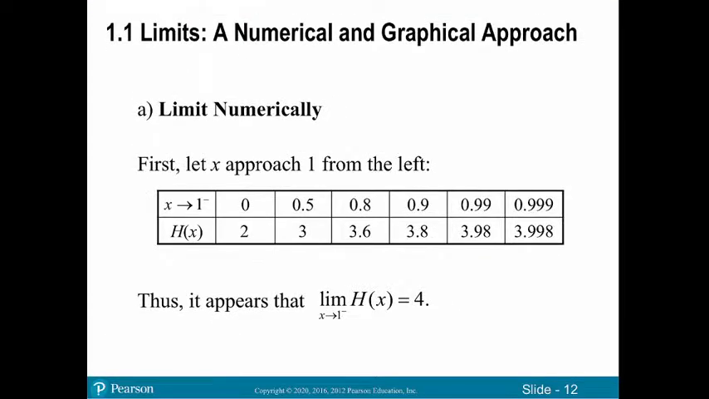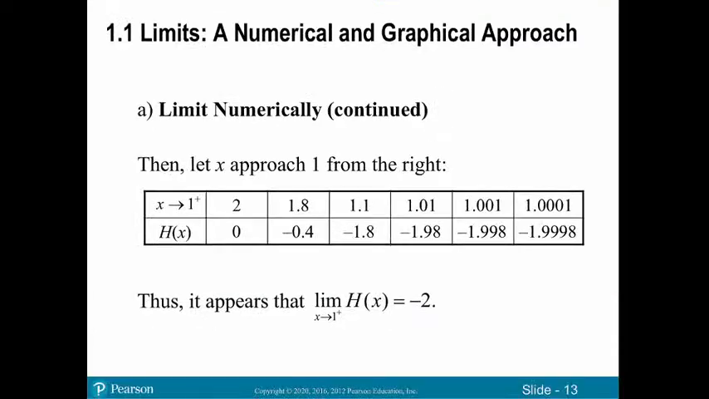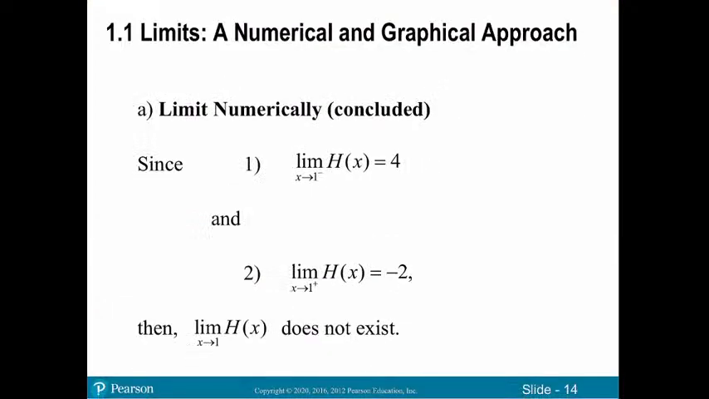So for part A, the limit as x approaches 1 from the left, they chose 0 and found the corresponding y's for these. Notice the y values are getting closer and closer to 4 from the left. From the right, they chose 2, 1.8, 1.1, 1.01, and so on. The y values are getting closer to -2.